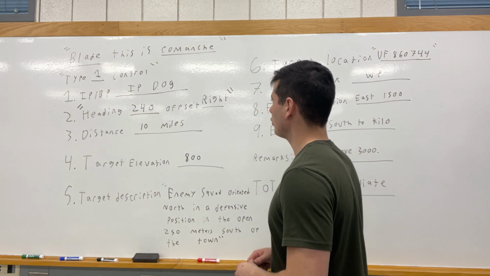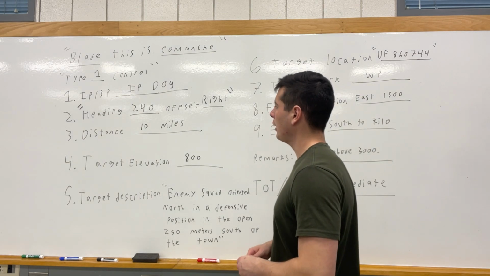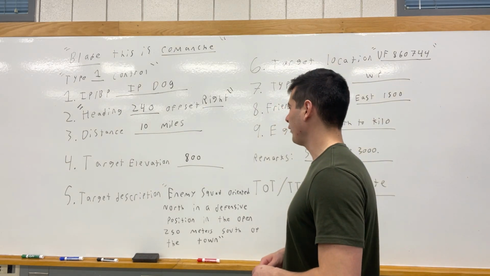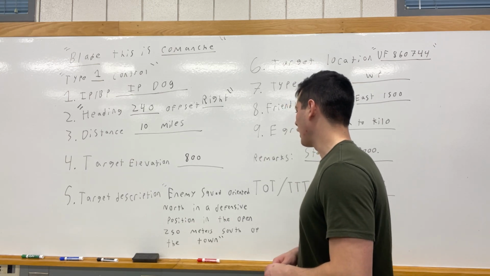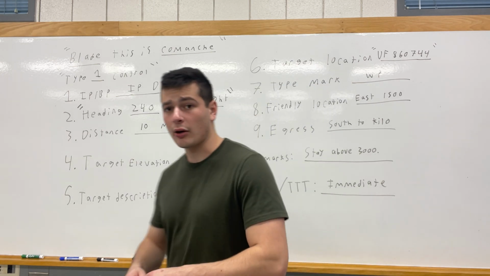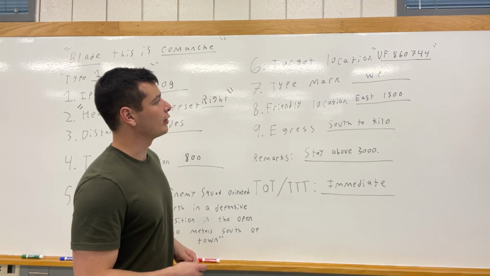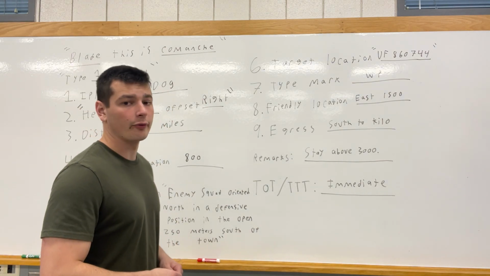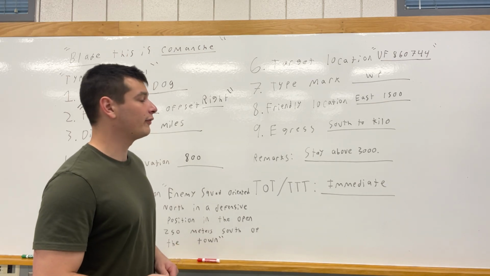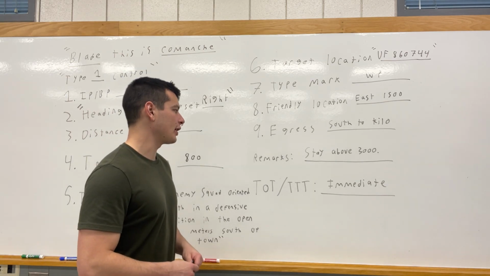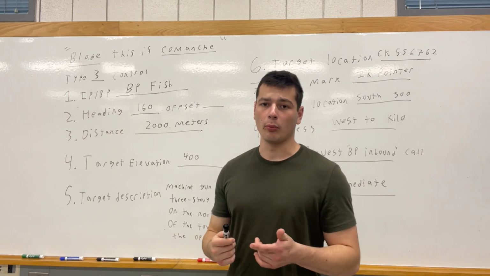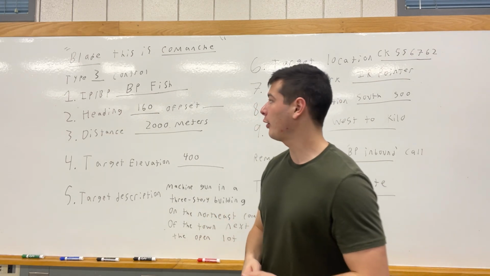Blade, this is Comanche, type 1 control, IP dog, heading 240, offset right, 10 miles, target elevation 800 feet. I've got an enemy squad oriented north in a defensive position in the open, 250 meters south of the town. 6-digit grid, Uniform Fox 860744, marked with Willie P. Friendlies are located east 1500 meters. Egress south to Kilo, stay above 3,000 feet, TOT immediate. I'm going to give you one more example, this time with a rotary wing aircraft.